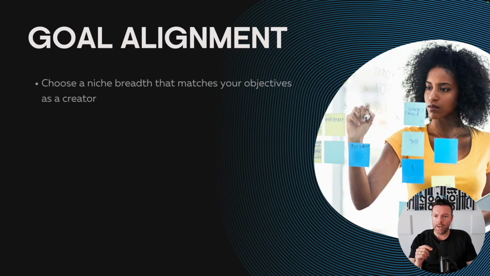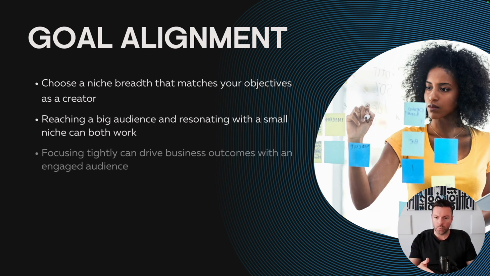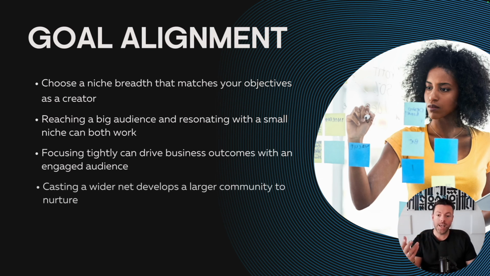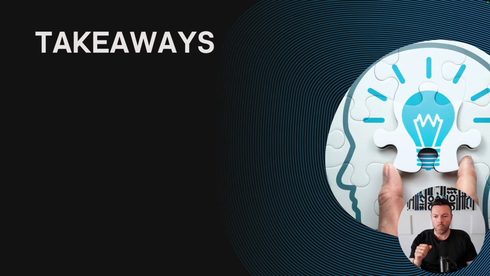Let's talk about goal alignment now. So you want to choose a niche breadth that matches your objectives as a creator. Reaching a big audience and resonating with a small niche can both work well, right? If you do it the right way. Focusing tightly can drive business outcomes with an engaged audience. Casting a wider net develops a larger community to nurture, to bring into your world. So adapt your approach as your goals and opportunities are going to evolve over time. In the beginning, I would say go narrow and small and try to get a really good loyal fan base. And then from there, you can start going wider and more broad.